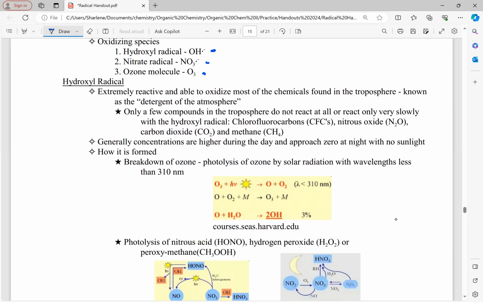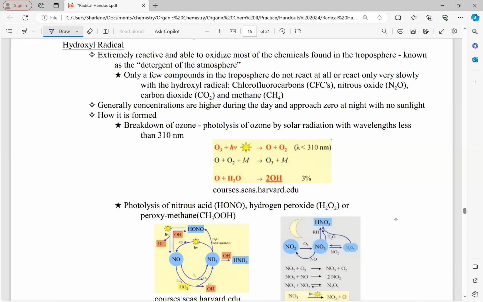And the hydroxyl radical is very, very important. It is extremely reactive and able to oxidize most of the chemicals found in the troposphere. Okay.